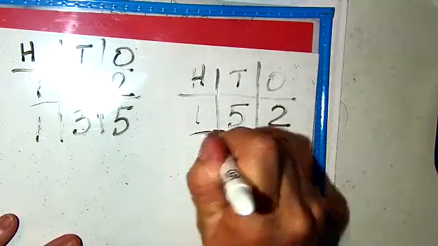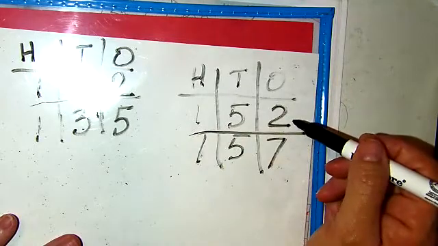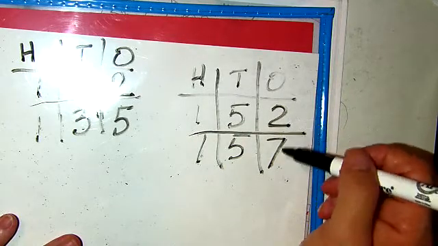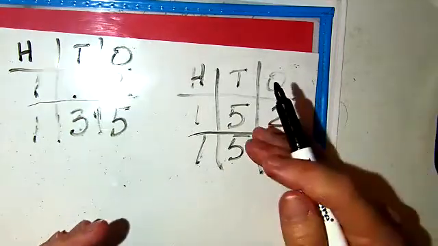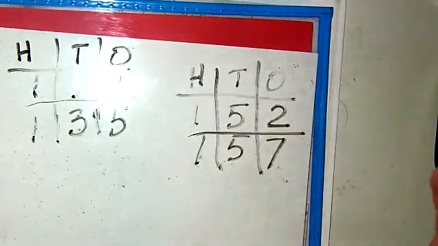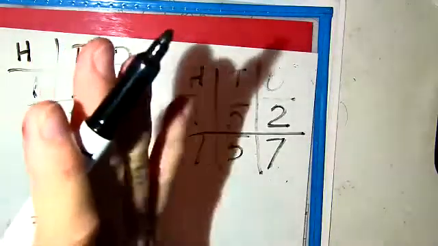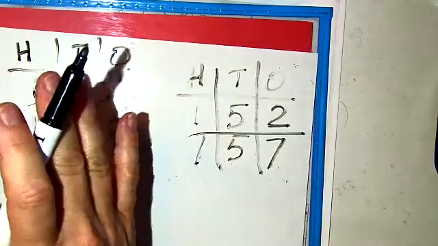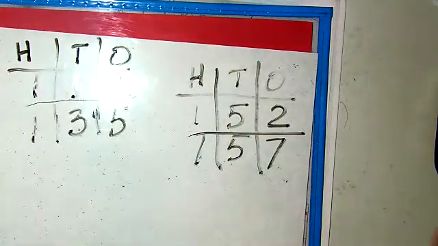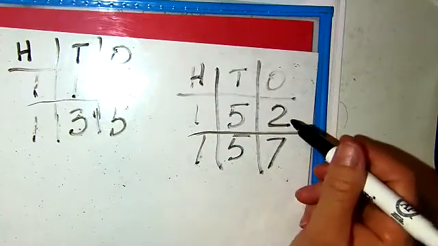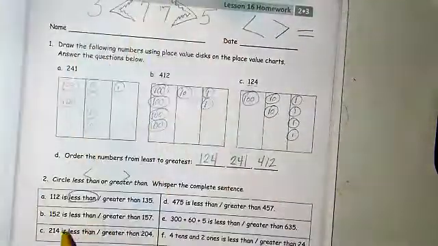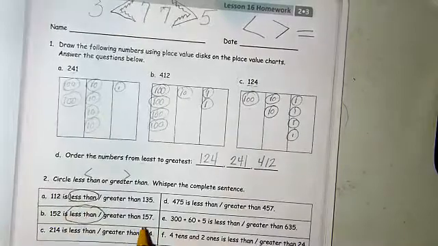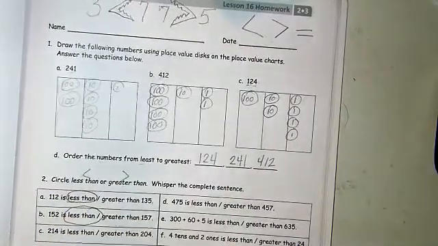And then we get to the ones. This is our first number. So we need to know these are not equal. 2 is not equal to 7. Is 2 less than 7 or greater than 7? Less is smaller, not as many, fewer. Greater is more than, bigger. It is less. So 152 is less than 157.